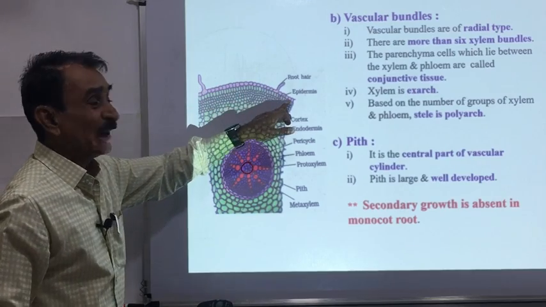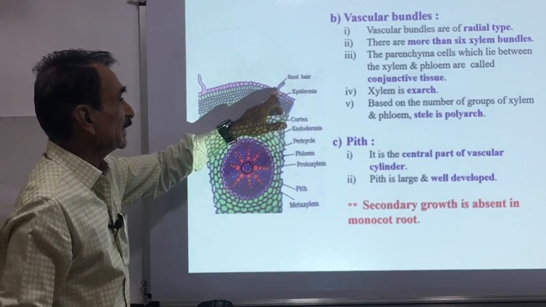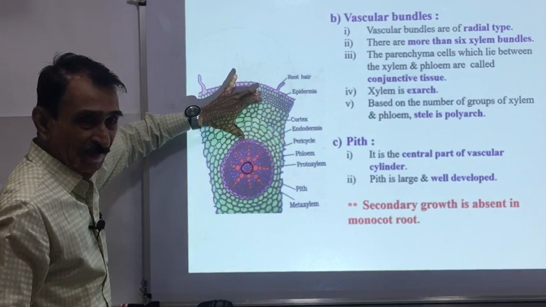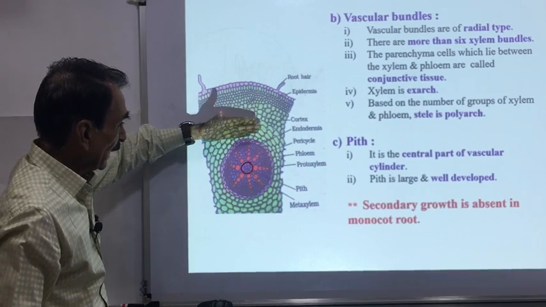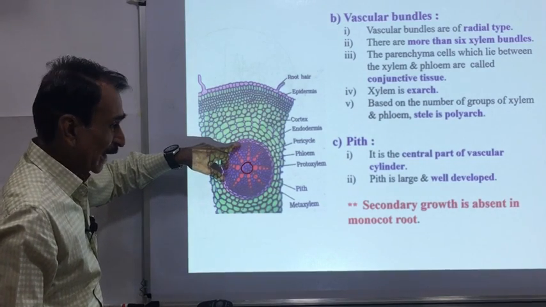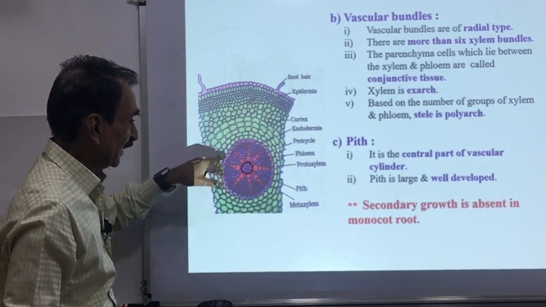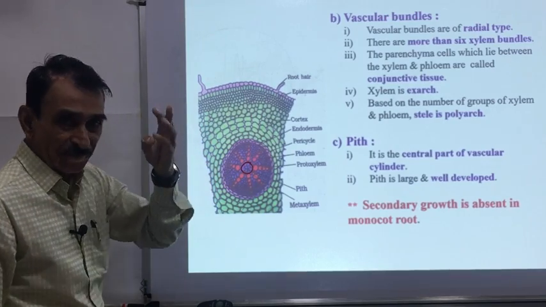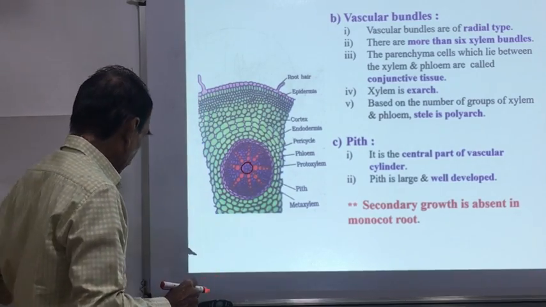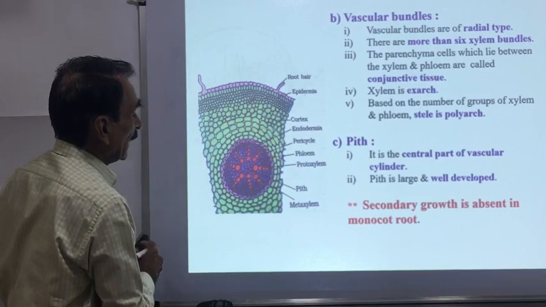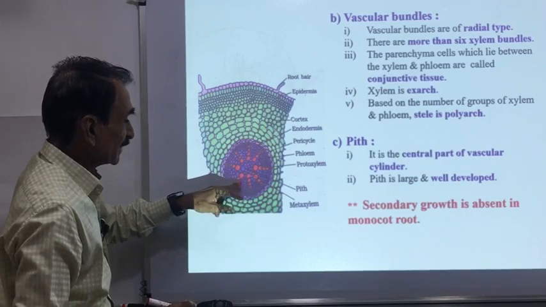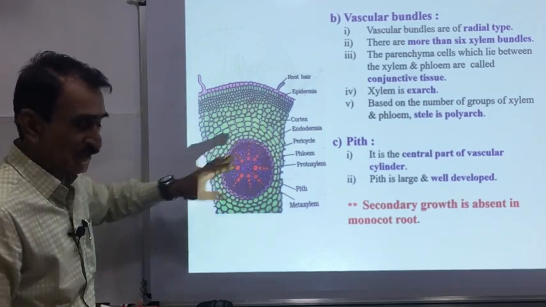Then you can see the epiblema, a single layer of epiblemal cells with root hairs. Then the cortex is made up of parenchyma cells with intercellular spaces. Endodermis is a single layer of barrel-shaped cells. Endodermis is followed by the pericycle. Pericycle, vascular bundles and pith together are called the stele. Pericycle is a single layer present inside the endodermis. There are many groups of xylem and phloem, so the stele is polyarch.